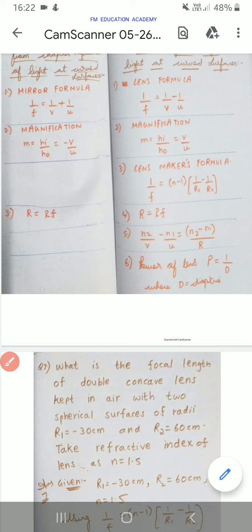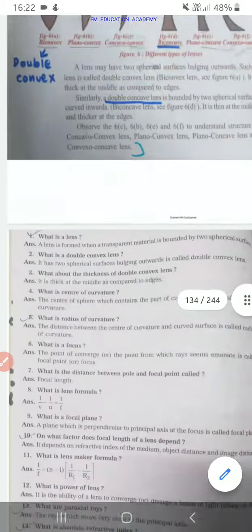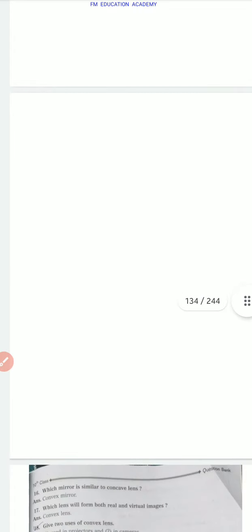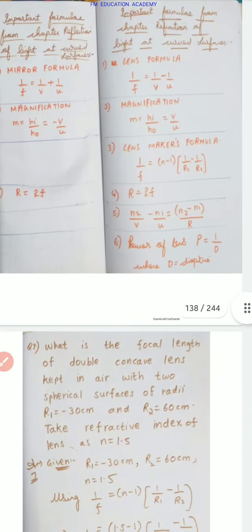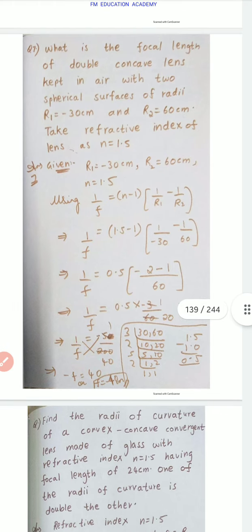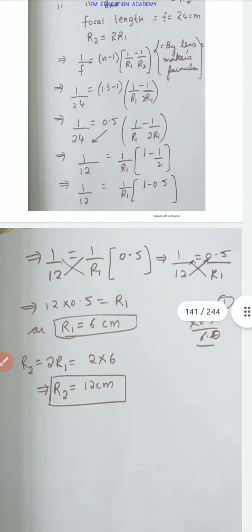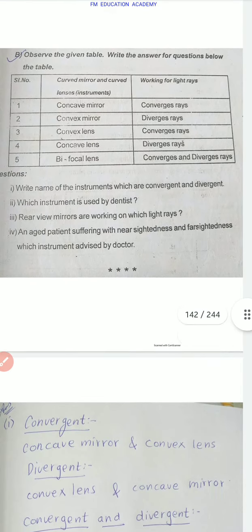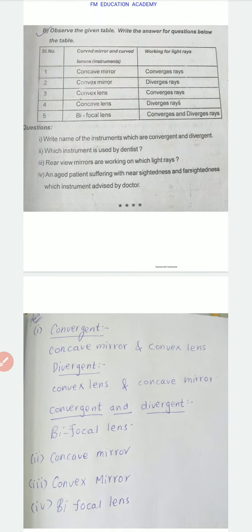Then power of lens formula is P is equals to 1 by f, in diopter. Okay. Then this formula is important, just go through it. Focal length of double concave lens kept in water. Okay, these 2 questions are important. If you are having any doubt, please comment. This question is also important. Almost all questions are important.